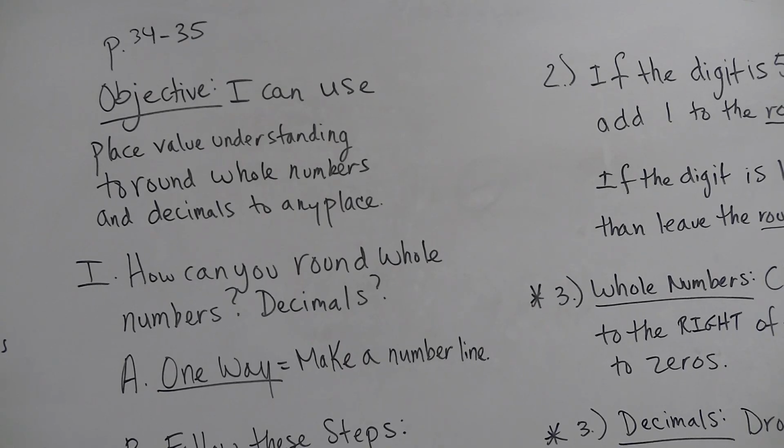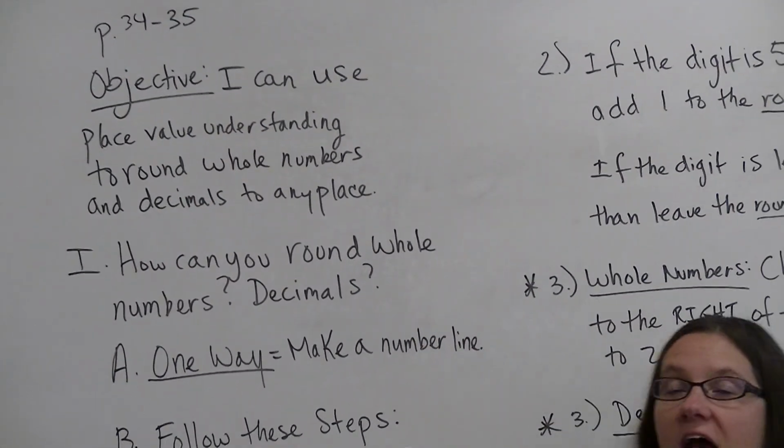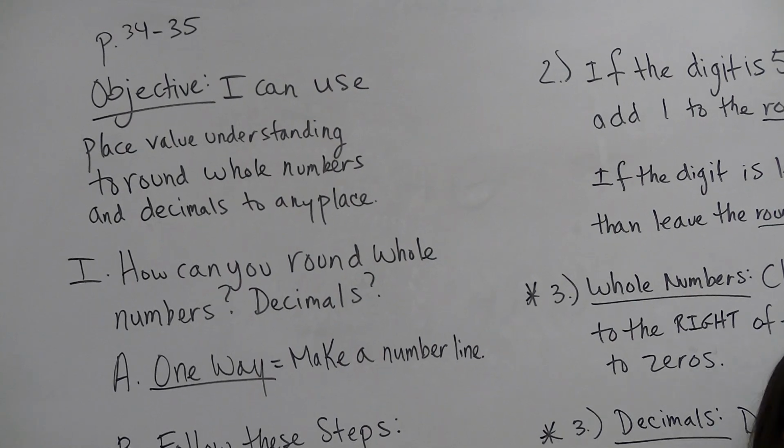Fifth grade, we're starting lesson 2-2 today on rounding whole numbers and decimals. It is found on pages 34 and 35 of your textbook. Have your spiral out and ready with your heading, and please let's start with today's objective.